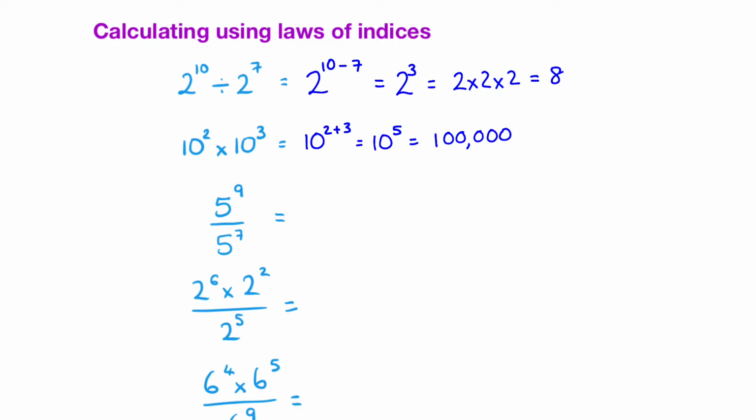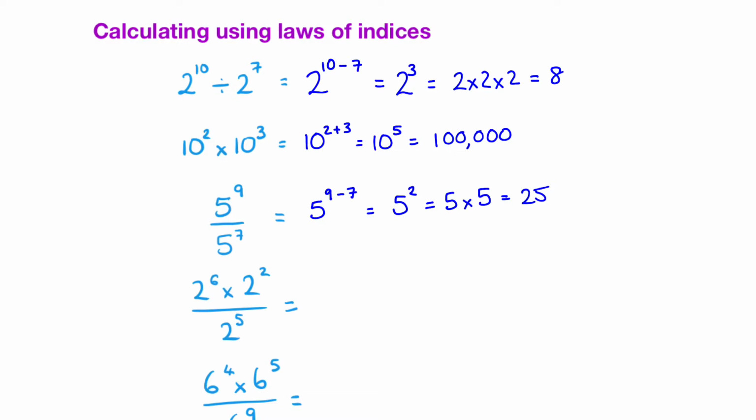Okay? Next one, 5 to the power 9 over 5 to the power 7. So remember that means dividing. So we've got 5 to the power 9 take away 7. So that's 5 to the power 2, 5 squared. Remember that means 5 times 5, which is 25. It's a lot easier than working out 5 to the power 9.